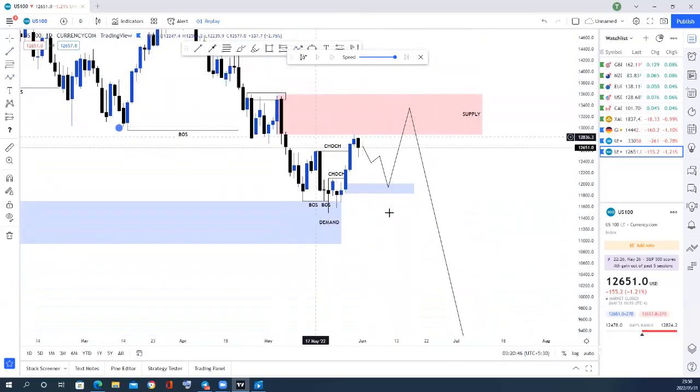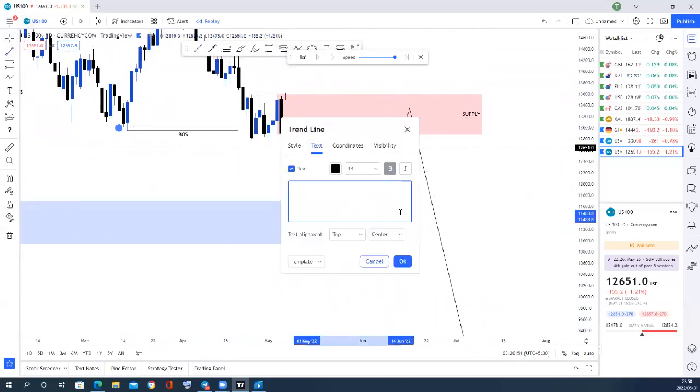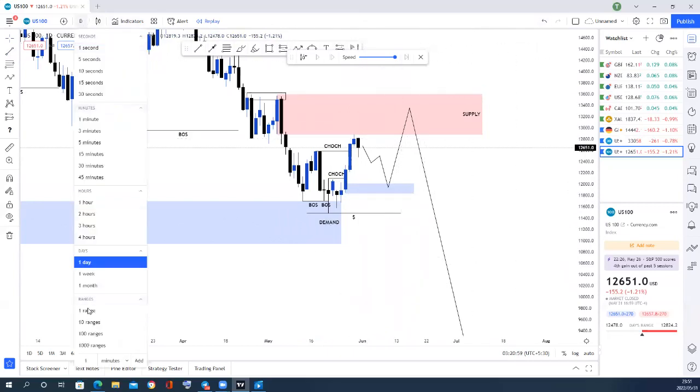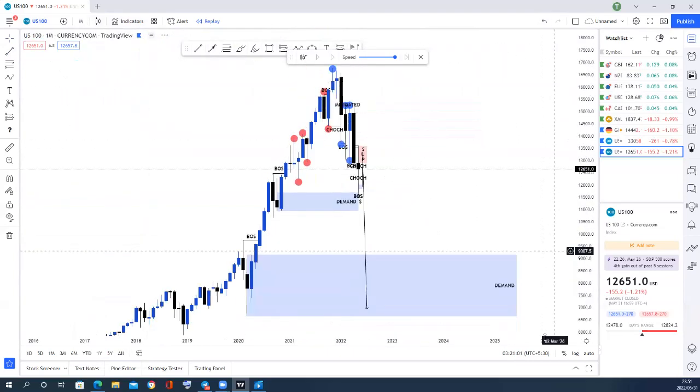Instead, if the market is to respect this here, it will have to come and take out the low that is here, which means there's liquidity lying just right below. So guys, that's my view on US100.